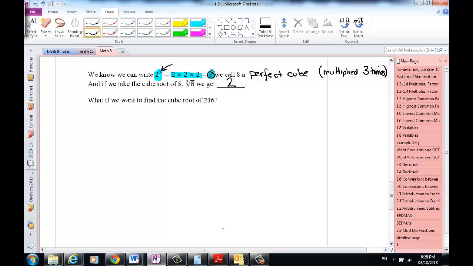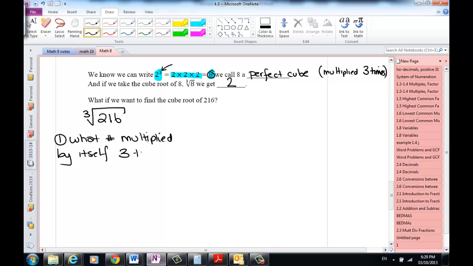So that's pretty simple. But what happens if we want to take the cube root of something bigger like 216? Now remember, we're trying to take the cube root of 216. So what I want is what number multiplied by itself 3 times equals 216. So I'm going to do the same process as the last one. My first step is to do a factor tree.